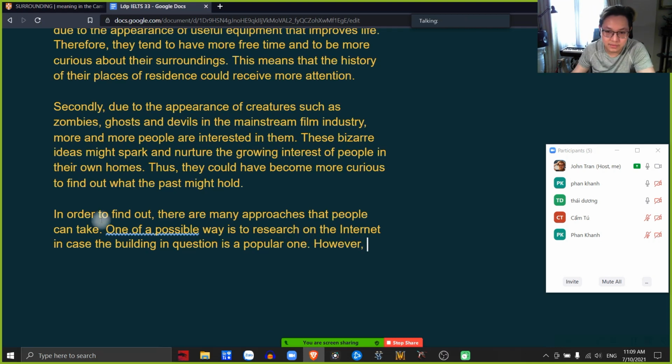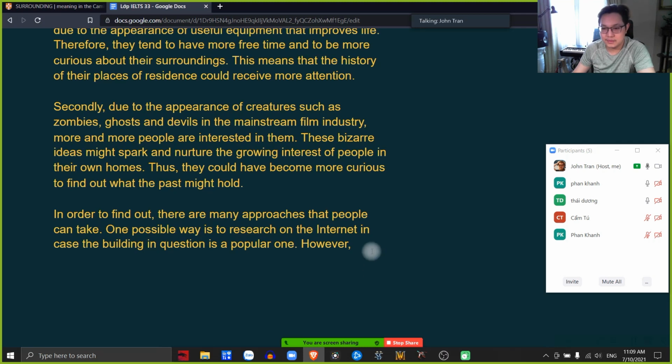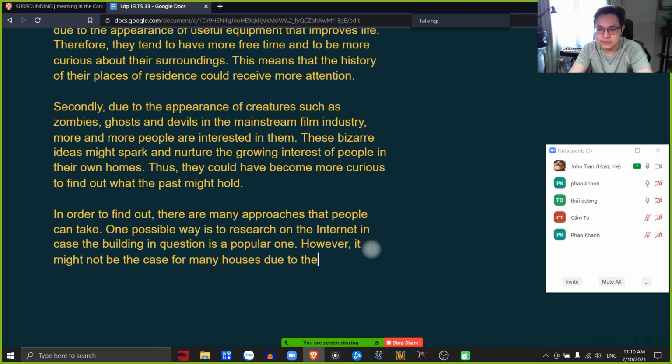However, one of the possible way, I think, one possible way, however, it might not be the case. Nó có thể không phải là một cái trường hợp như thế. It might not be the case. It might not be the case for many houses due to the lack of information available.